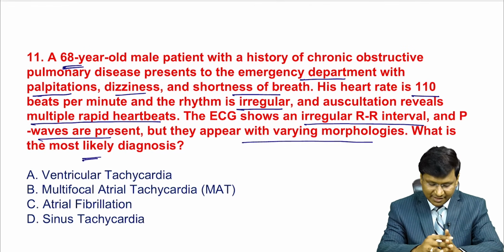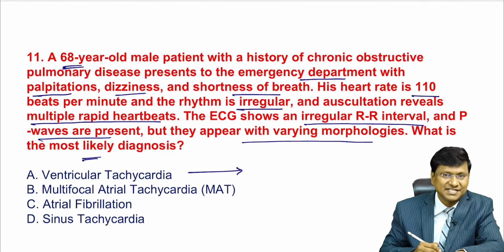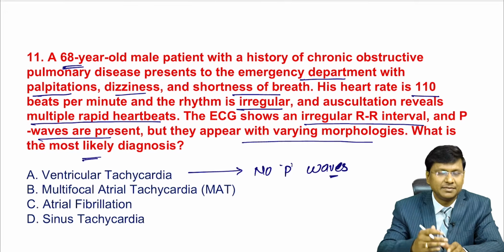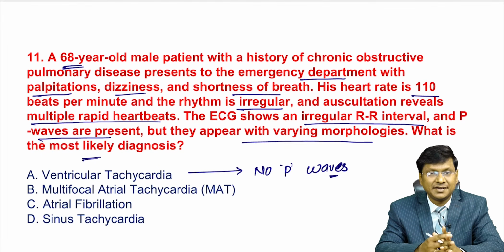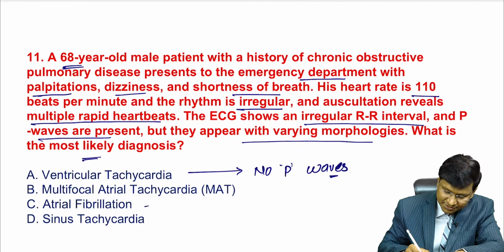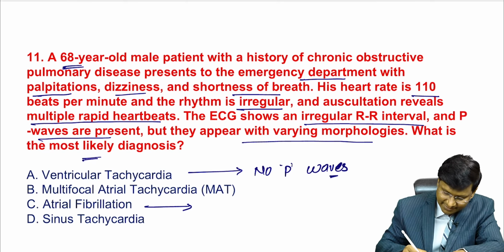The options are ventricular tachycardia, multifocal atrial tachycardia, atrial fibrillation, and sinus tachycardia. If you take the ECG of ventricular tachycardia, you will not have P waves at all, but the question says P waves are there with variable morphology. So it is not suggestive of ventricular tachycardia, because in ventricular tachycardia you will have broad QRS complexes with absent P waves. Then you take atrial fibrillation. I'll come to the second option last. In atrial fibrillation also you don't have P waves, rather you have the presence of fibrillatory waves.